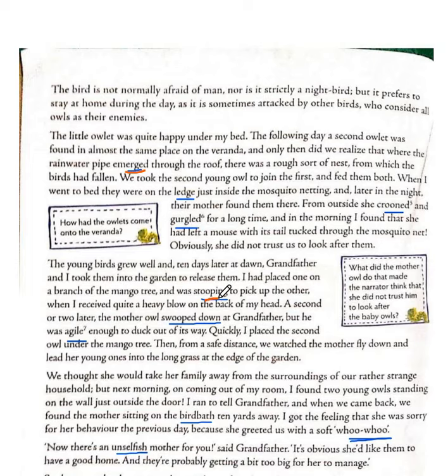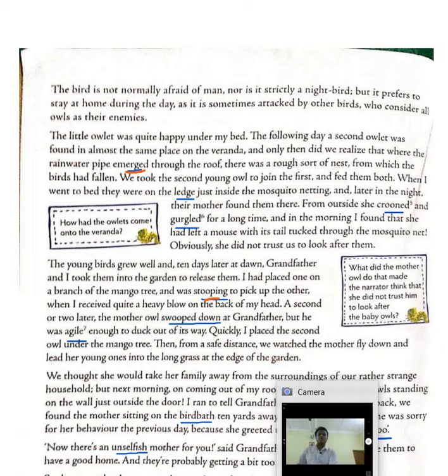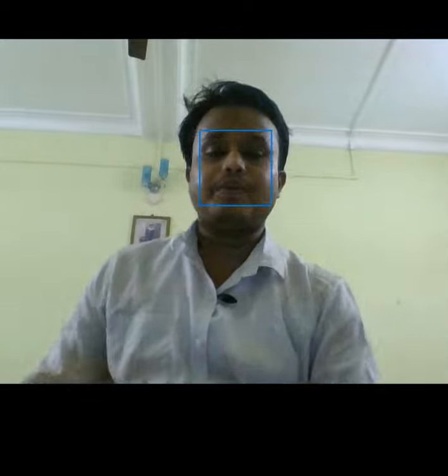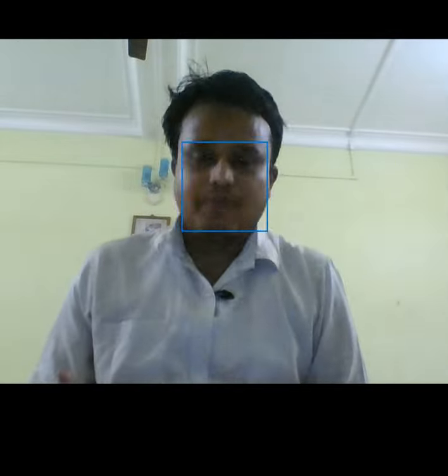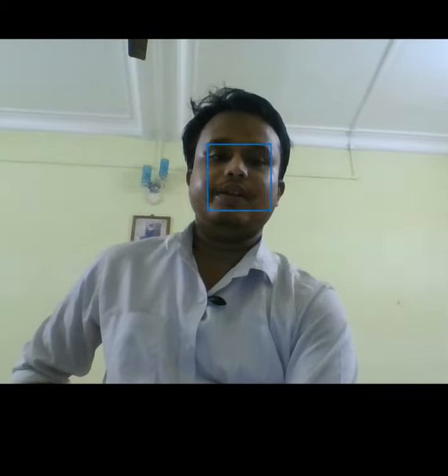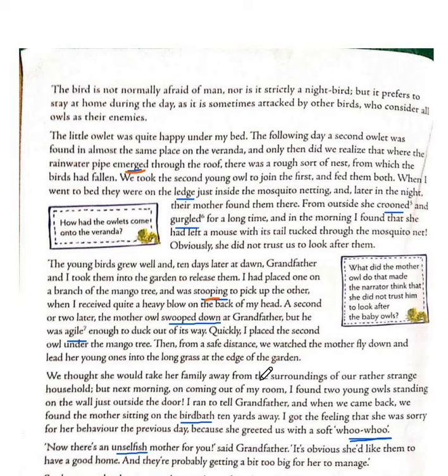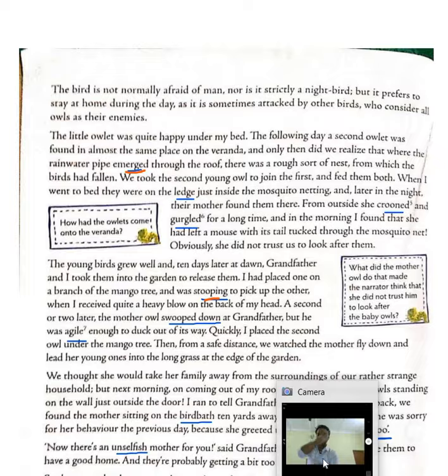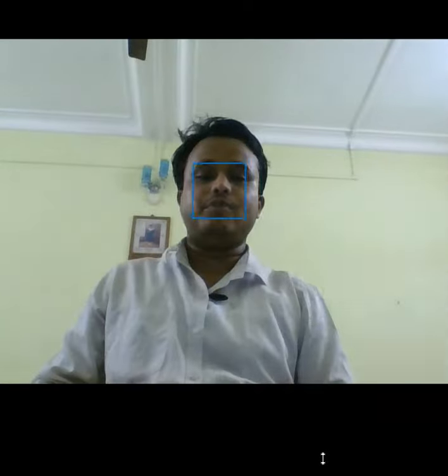Stooping. Stooping means bending. Bending is what, when you suppose you pick up something from the ground, at that time you bend your body like this. So that is what we call bending. Okay, and then stooping, and then swooped down. Swooped down means in a very rapid speed. Swooping down means in a very rapid speed. In a very rapid speed, when something comes down, we call it swooped down.